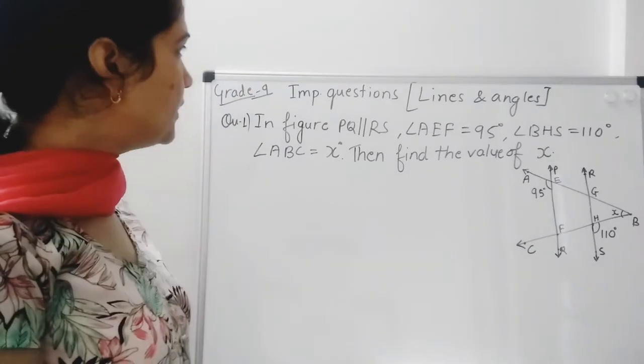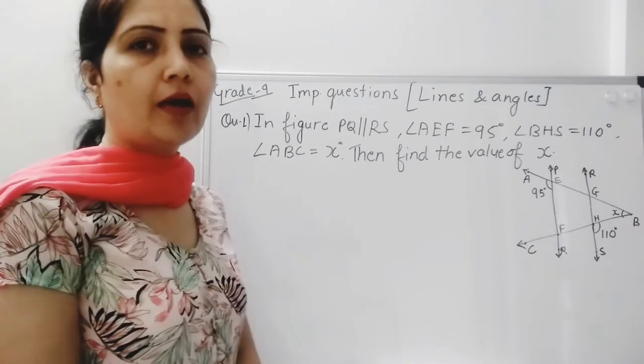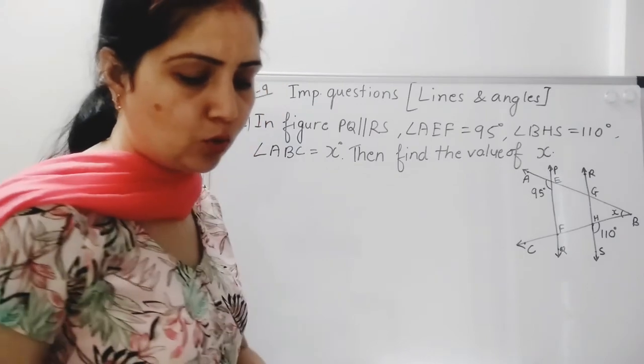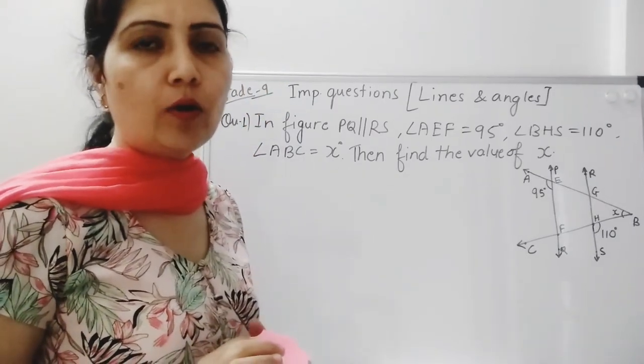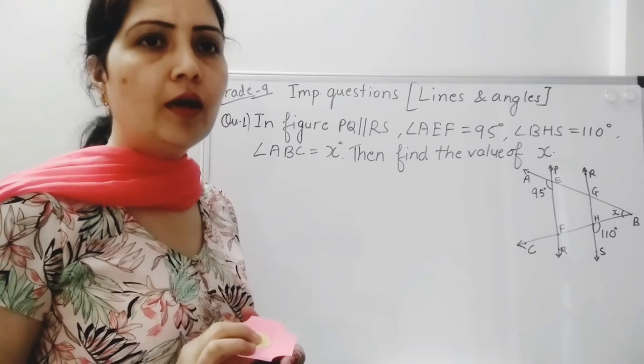So today we are going to see some of the important questions from the Lines and Angles chapter, grade 9. Before telling you the questions, I want to show you, as I told you, that we know that any quadrilateral's internal angle sum is 360, and I told you that we will try that.